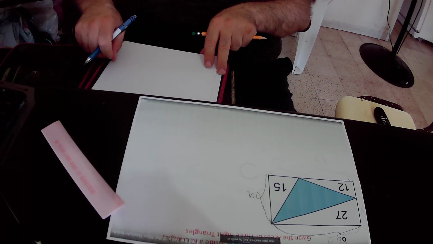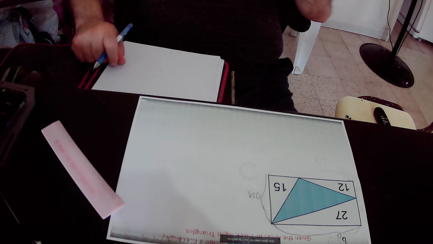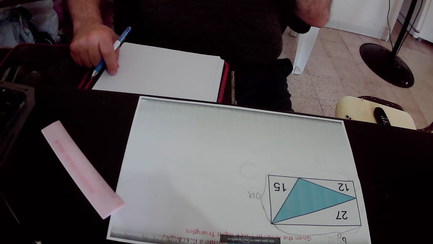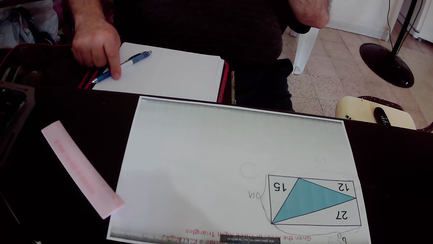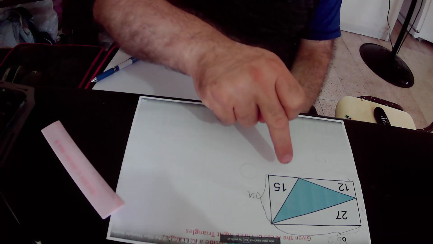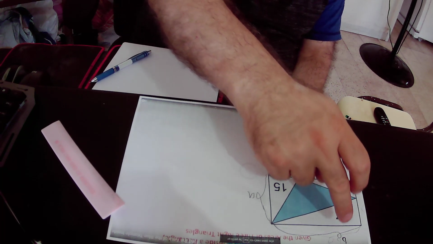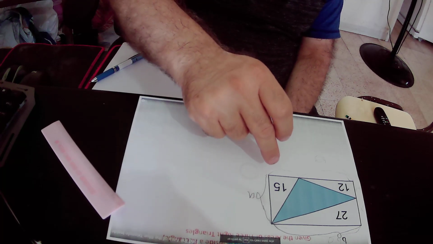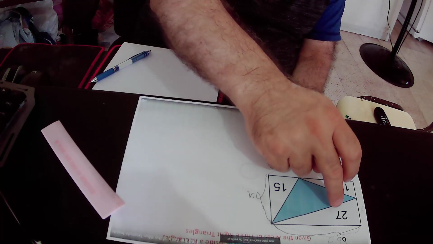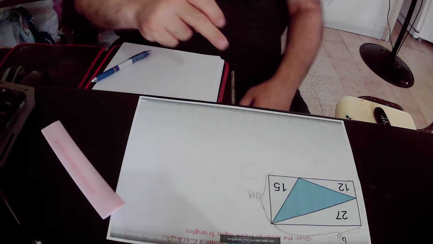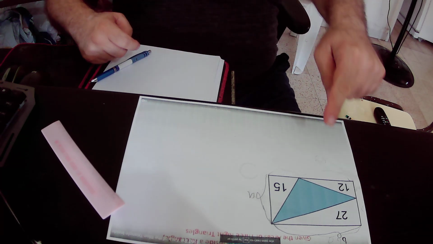Why is it so important? Because the area of this rectangle minus the sum of the areas of the right triangles, that is to say A times B minus 15 plus 27 plus 12, equals the area of the blue triangle.